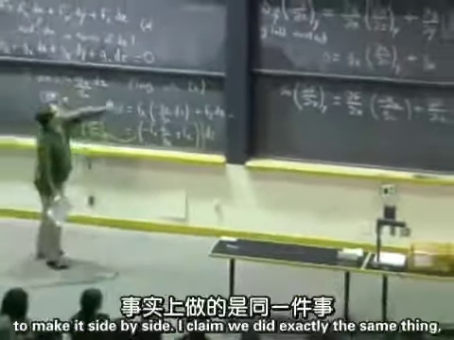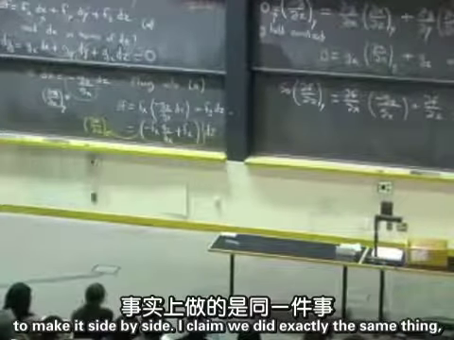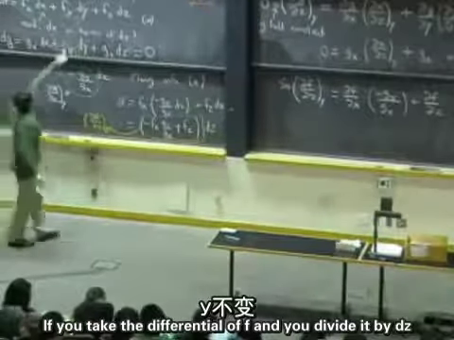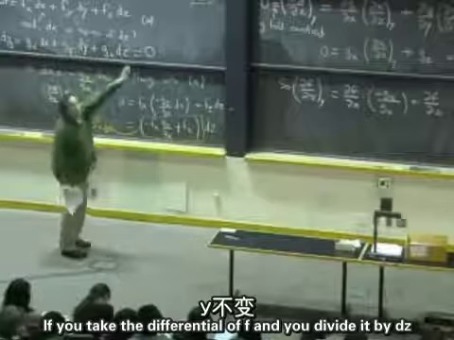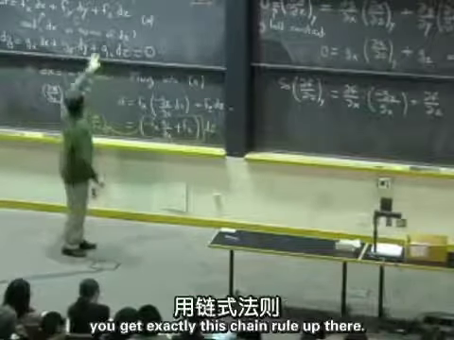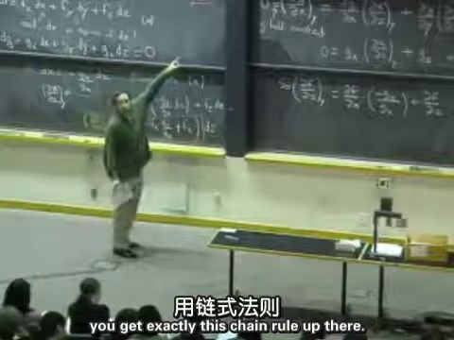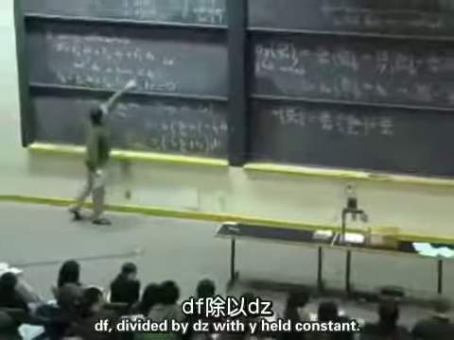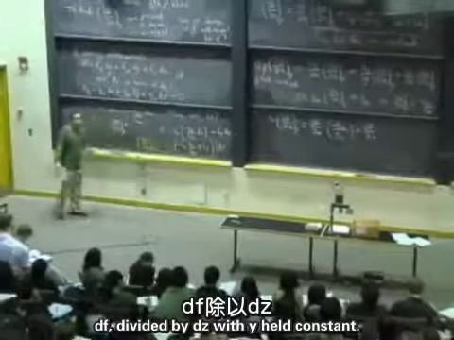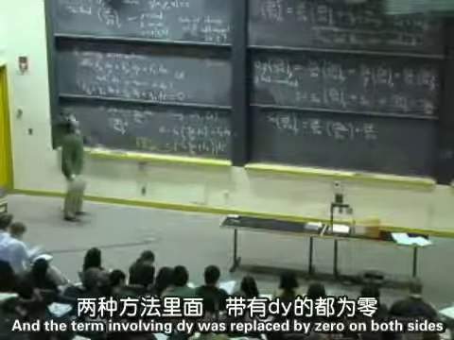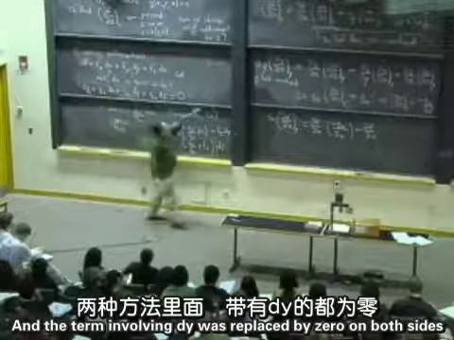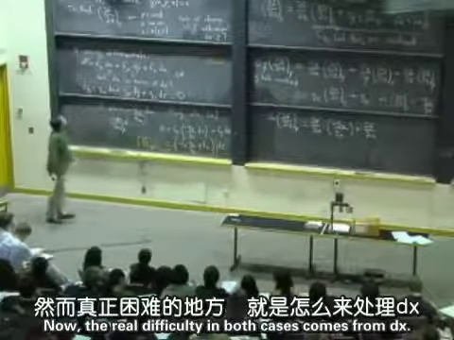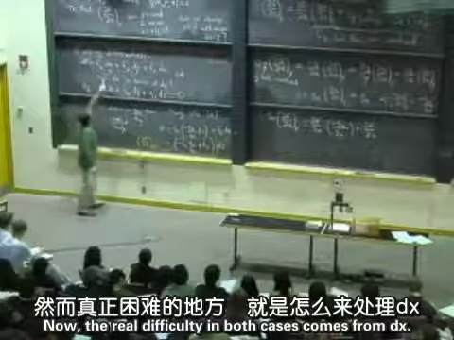In fact, let's compare these two methods side by side. I claim we did exactly the same thing, just with different notations. See, if you take the differential of f and you divide it by dz in this situation where y is held constant and so on, you get exactly this chain rule up there. Right? That chain rule up there is this guy, df, divided by dz with y held constant. And the term involving dy was replaced by 0 on both sides because we knew actually that y is held constant. Now, the real difficulty in both cases comes from dx.